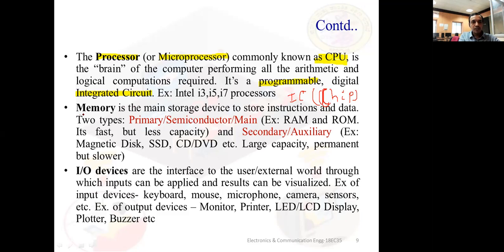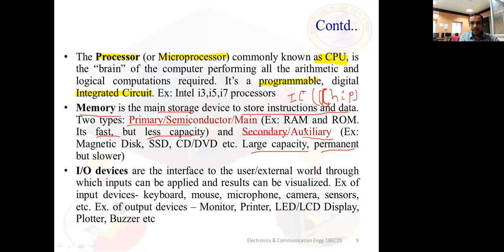Now, the second functional unit of your diagram was memory. If you look into the previous diagram, it is a storage device to store your instructions and data. It's a simple definition for you to understand. And there are two types of memory: primary memory and, of course, secondary memory. Primary memory has lesser capacity and is fast, whereas secondary memory has larger capacity and is permanent storage, but it is a little slower compared to primary memory. So examples I have written here.